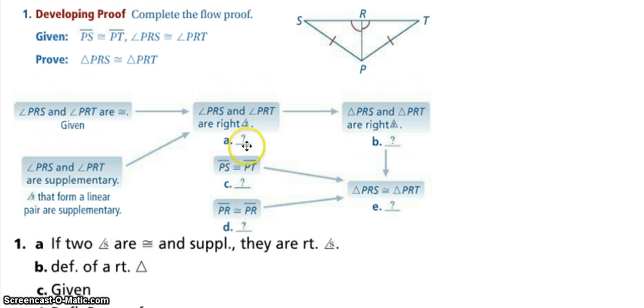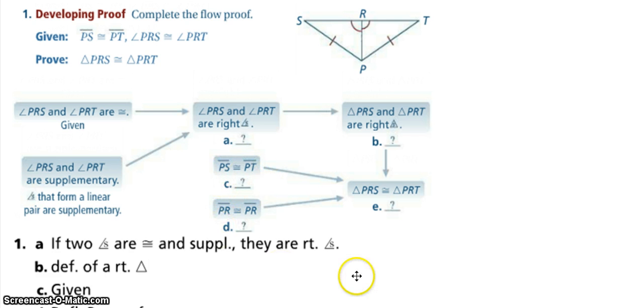So in A here, we see that we are trying to prove that these angles are right angles, and this line drops down to my straight line ST here, and since I see that they're congruent, we know they're congruent and supplementary, so they must be right angles. Since I then know that those angles are right angles, I then know that my triangles are right triangles, so that's just the definition of the right triangle.